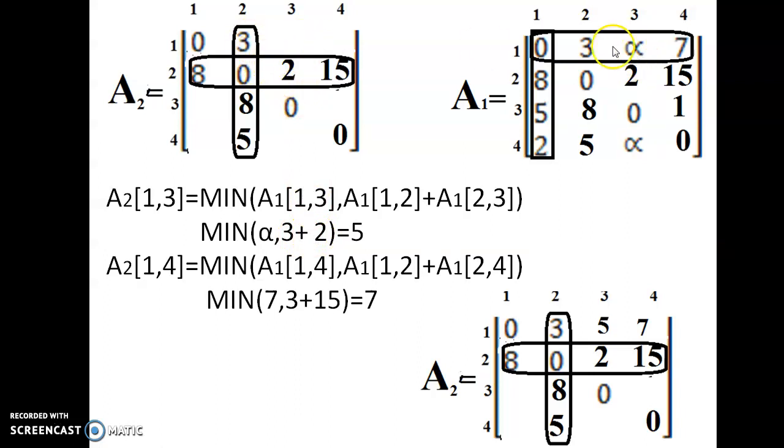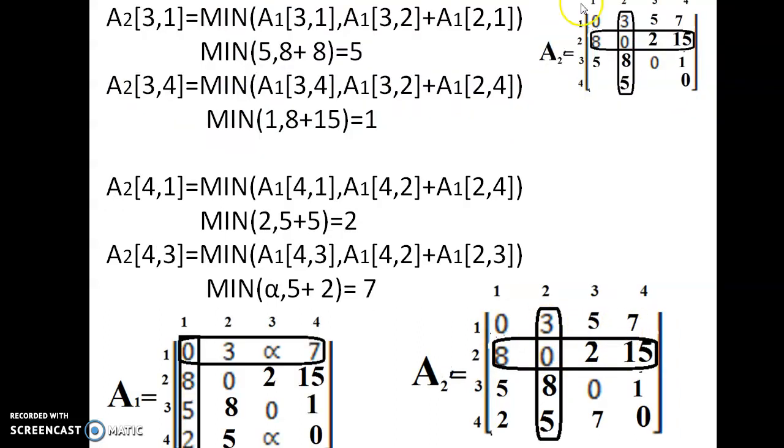So is infinity less or the new value 5 less? So 5 is less, we are placing the 5 here. And for calculating the value here, already 7 is there. And the value that we are calculating is 3 plus 15, it is 18. Is 18 less or is 7 less? 7 is less, so 7 value is placed here. Now for calculating the values present in the next step, that is at the end of this step, we have got 0, 3, 5, 7 here.